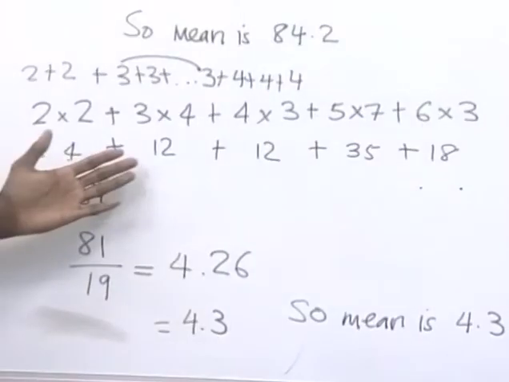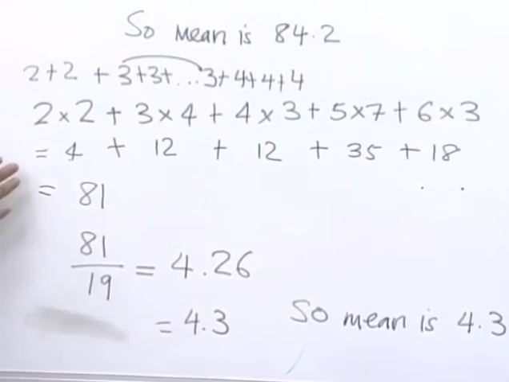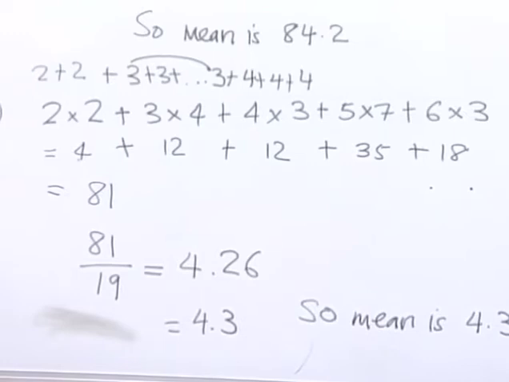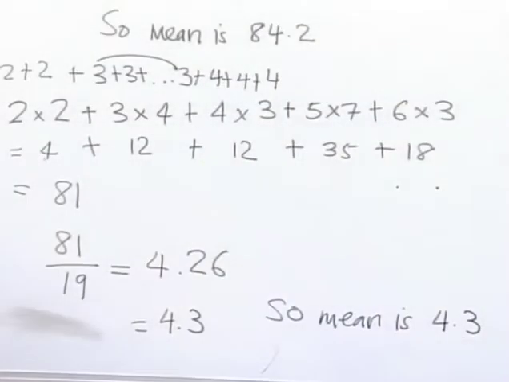I've just shown you two ways that you can use to find mean. When the data are scattered, you add up all the data and then divide by the number of scores. When the data is given in a frequency table, this is what you do. So these are the two ways that you can use when finding mean. If the data is given in the frequency table, please use this method.